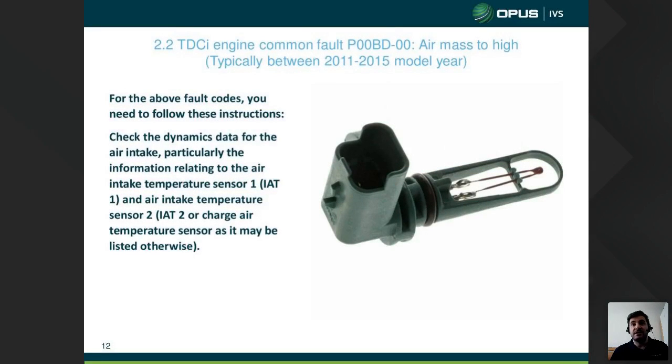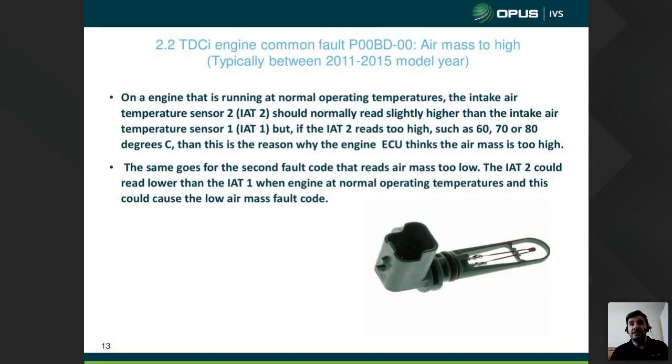Check the dynamic data for the air intake, particularly the information relating to air intake temp sensor 1 and air intake temp sensor 2, otherwise known as charge air temp sensor. On an engine running at normal operating temperatures, air intake temp sensor 2 should normally read just slightly higher than intake air temp sensor 1. If intake air temp sensor 2 reads too high, such as 60, 70 or 80 degrees Celsius, and it can read even higher, then this is the reason why the engine ECU thinks the air mass is too high.